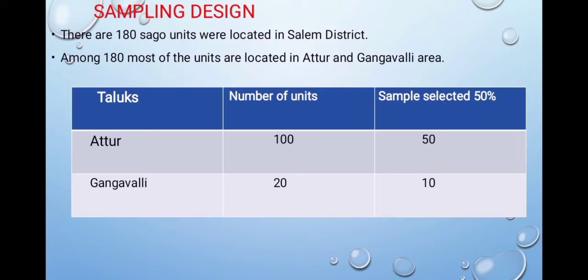There are 180 sago units located in Salem district. Among 180, most of the units are located in Athur and Gangavalli area. In Athur Taluk, samples selected 50% or 50 units, and in Gangavalli 10%. Out of the 60 units, only 19 units have more than 20 years experience in this field.